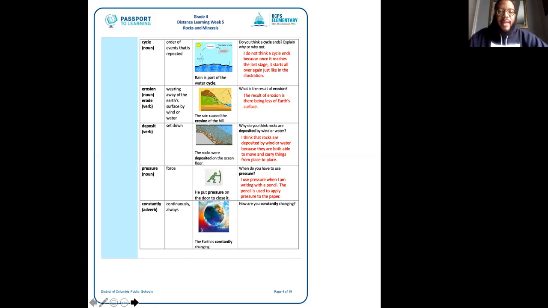All right, and our last word, I believe this is the last word, is constantly. Can everybody say that? Constantly, excellent. So if something is constantly happening, that means it is continuously or always happening, right? So it never stops. For example, in the third column here, we see a picture of Earth, and they provided this picture because the Earth is constantly changing. If you think about it, something on Earth is always constantly changing, okay?